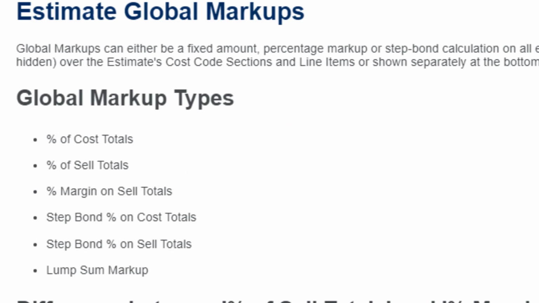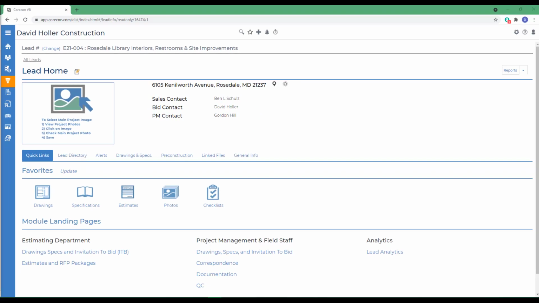In regard to global markups, there are several types. There is a percentage of cost total, percentage of sell total, percentage of margin on sell total, a step bond percentage on cost, a step bond percentage on sell, and lump sum markup. Markups can be used to add material sales tax, overhead, profit, or margin on sell total.